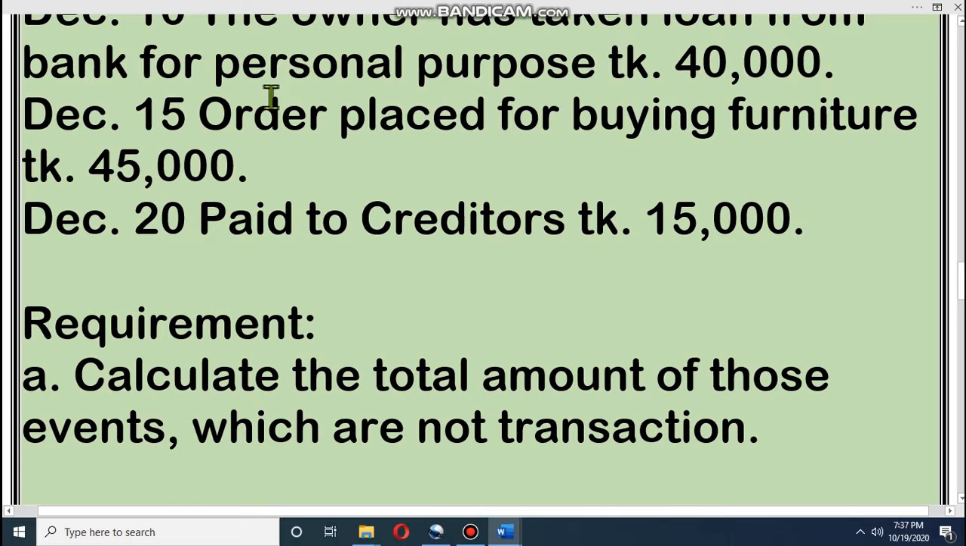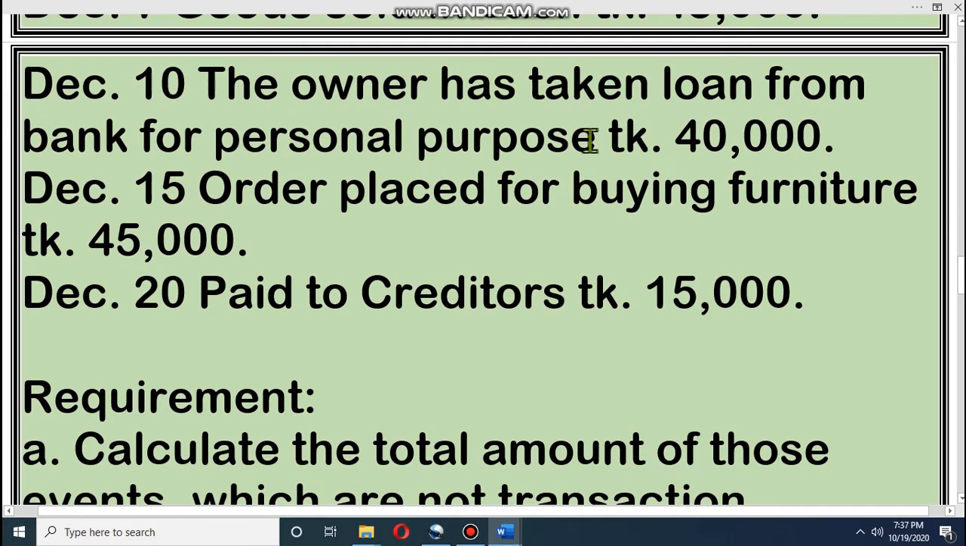Now, December 10, the owner has taken a loan from bank for personal purpose of 40,000. Dear student, this looks like a transaction, but look, this is for the owner's personal purpose. We are doing accounting here for the business, not for the owner. Last class we said there are some transactions related to the business and some related to the owner. In the business, no money comes in or goes out, that means there is no financial change by this event. So this is not a transaction.